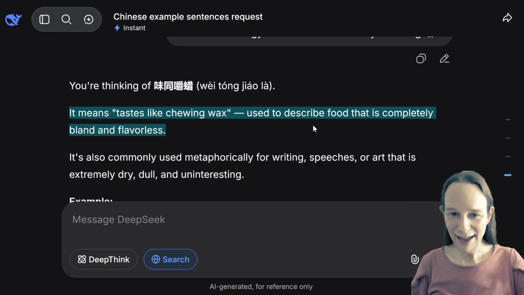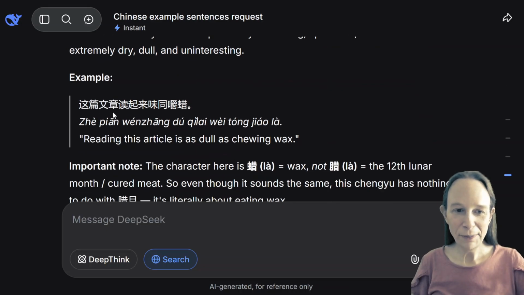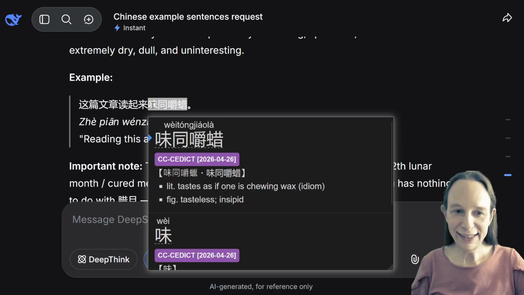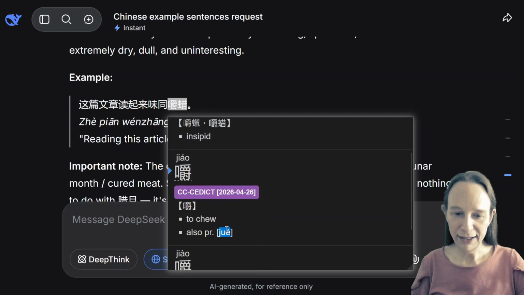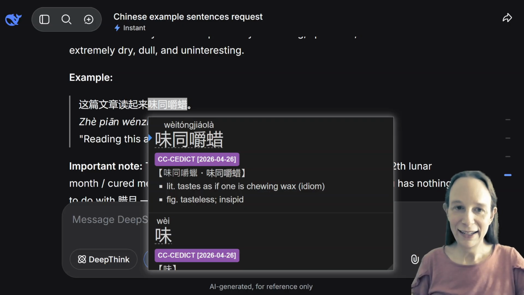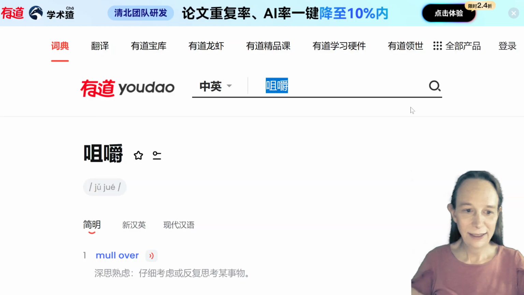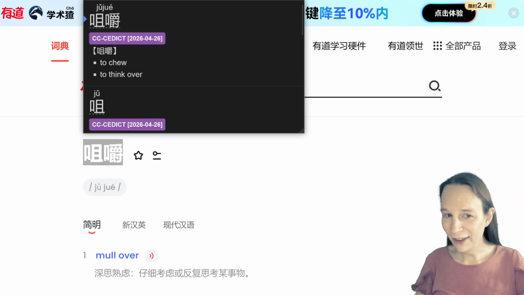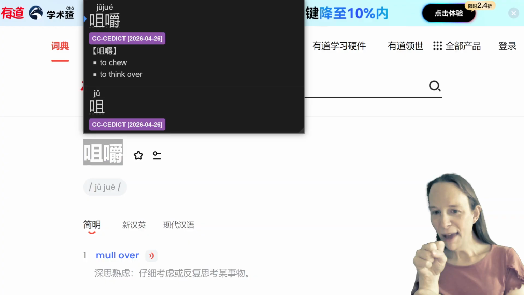So it's food that's bland and flavorless, but usually used figuratively, for writing, etc. 这篇文章读起来味同嚼蜡. Is it 嚼 or 嚼? 嚼 is also pronounced 嚼. Okay. 味同嚼蜡. And 咀嚼, this one 咀嚼. This is definitely 嚼 though. This is 咀嚼. This is chew in the sense of masticate.